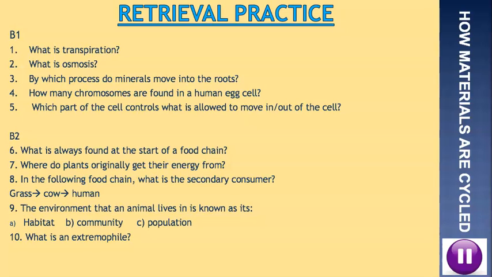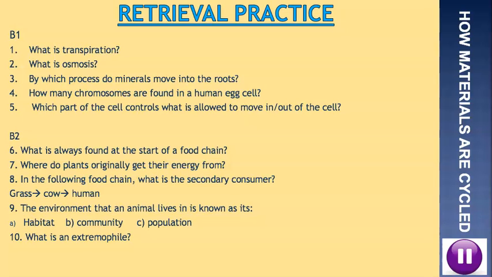Okay, number 3, by which process do minerals move into the roots? The answer is active transport. Active transport is from low to high concentration and requires energy. Number 4, there are 23 chromosomes in a human egg cell. Number 5, which part of the cell controls what is allowed to move in and out of the cell? That is the cell membrane.